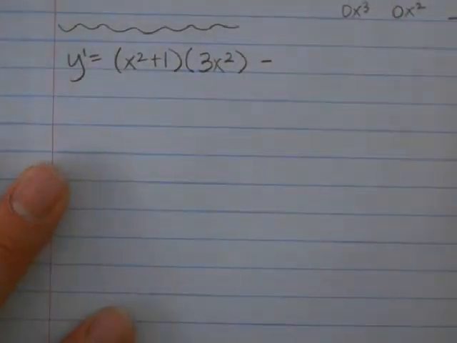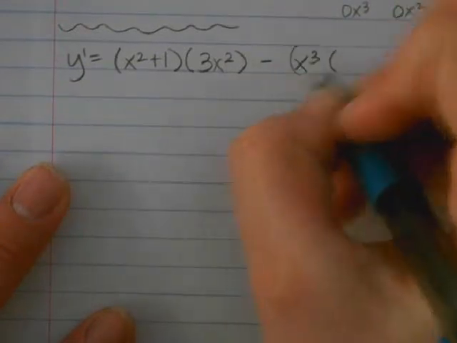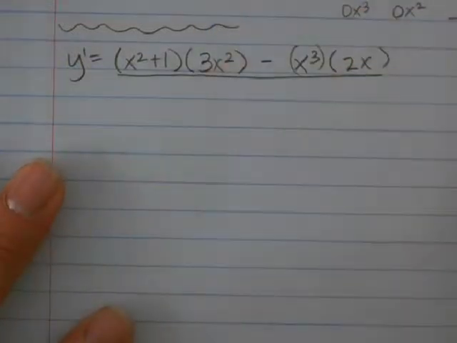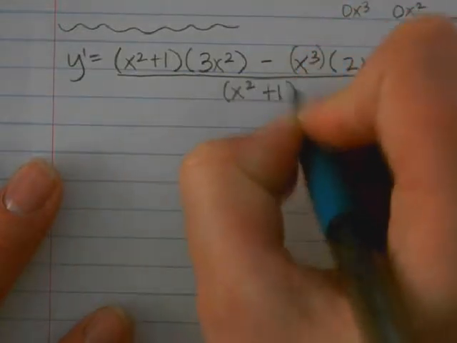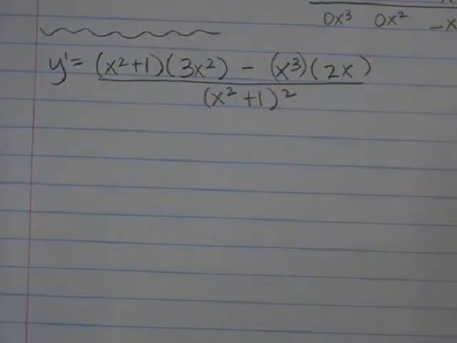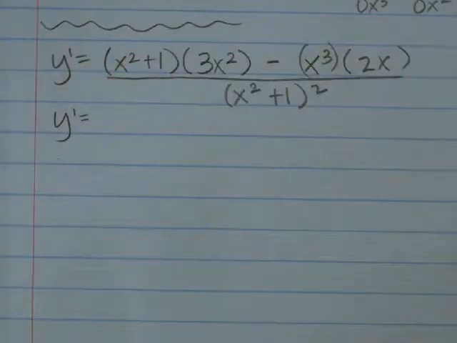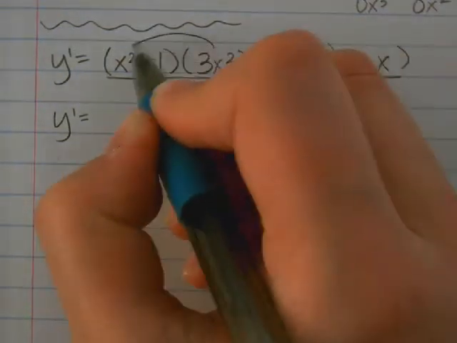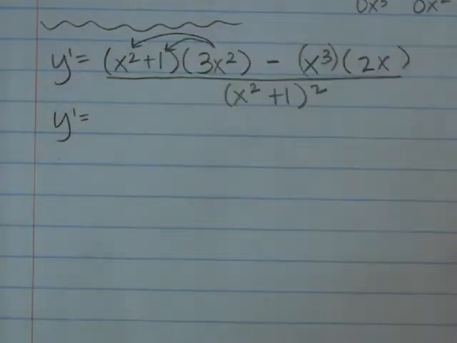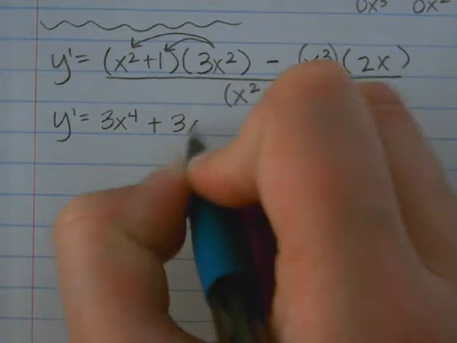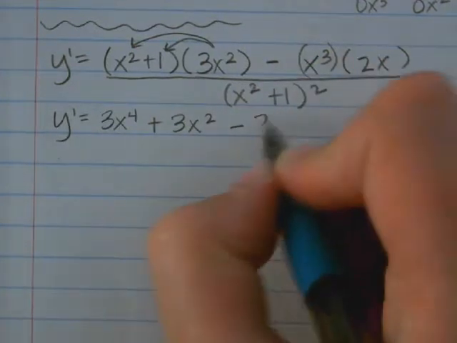Minus high d low, what's the derivative of the bottom? 2x, divided by low squared. Okay, so we need to clean that up a little bit. What do we do? Distribute. So I have 3x squared times x squared and 3x squared times 1. 3x to the fourth plus 3x squared minus 2x to the fourth.